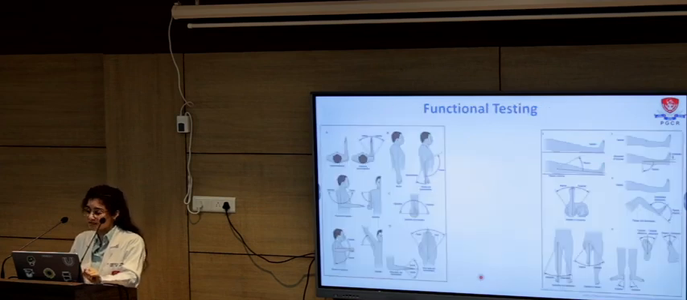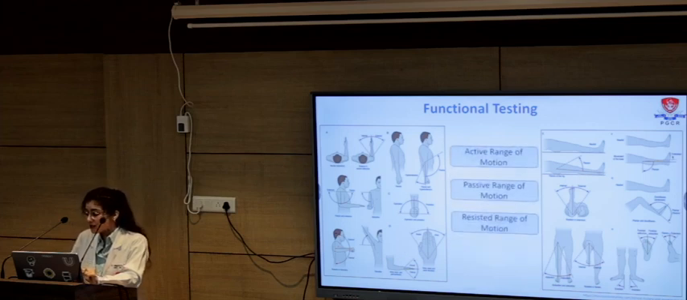Firstly, about functional testing, which helps to assess the mobility and strength of the injured body part. The images here demonstrate different movements and techniques for functional assessment in upper limb here and in lower limb, this one. These tests are essential for identifying limitation and planning appropriate rehabilitation. For a lower extremity injury, this should be expanded to include willingness to bear weight.